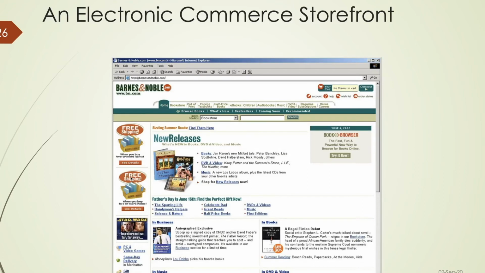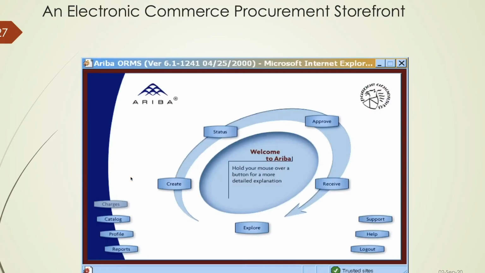So this is an example of an electronic commerce storefront. So Barnes and Noble sell their books, Amazon sell their books, and so many. You know about them. So we don't have to delve too much on that.